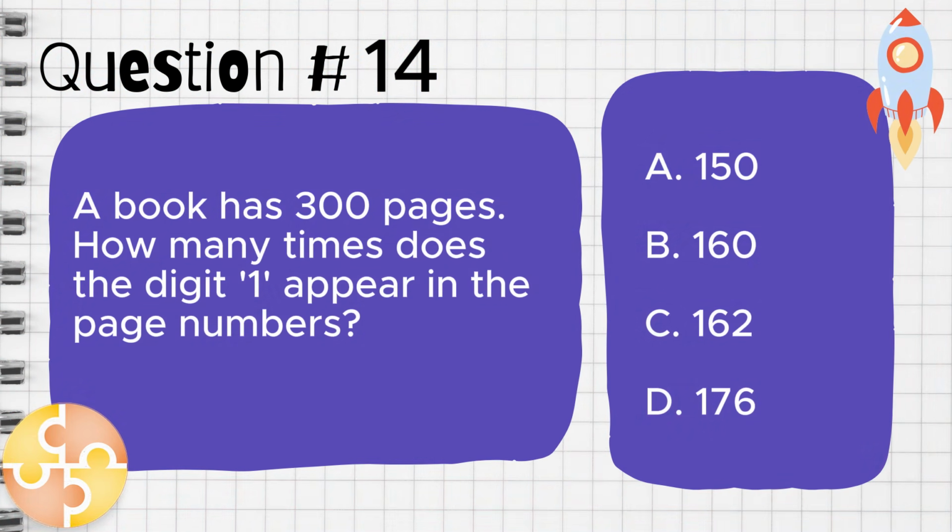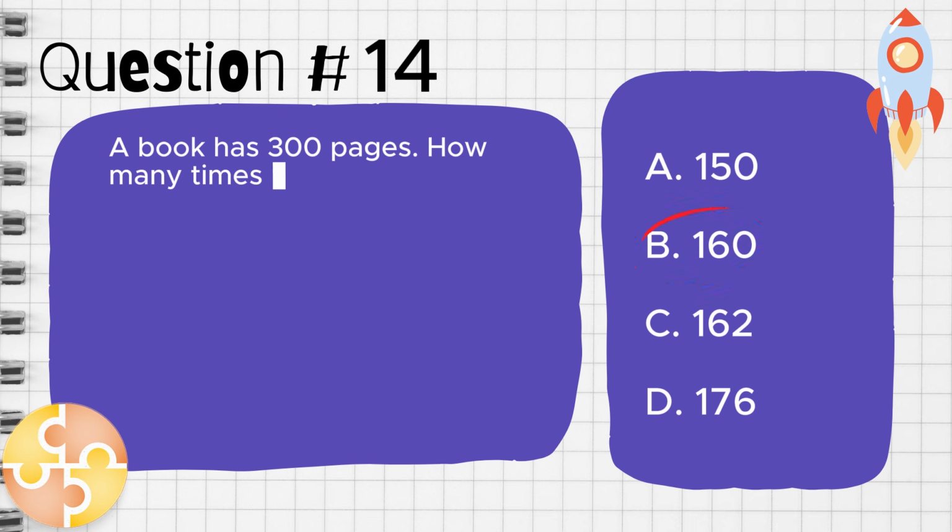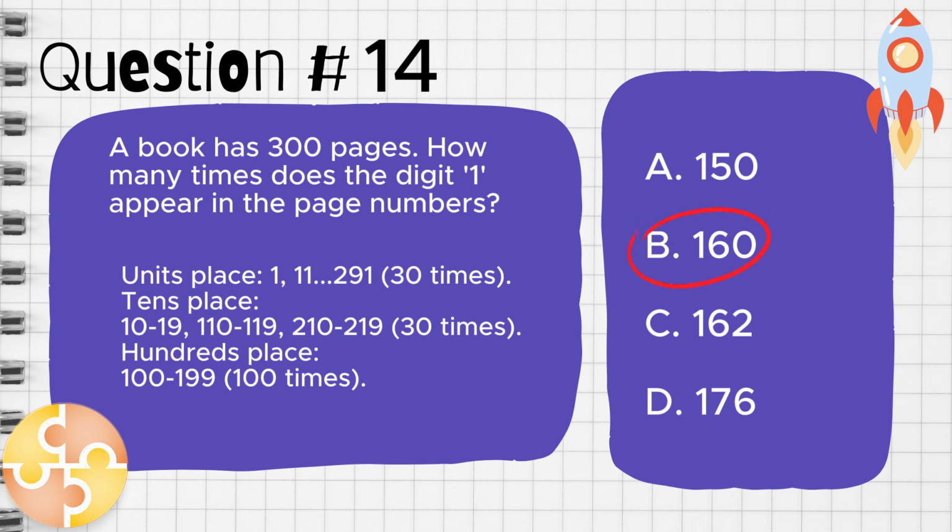Time's up. The correct option is B. 160. Here's why. Units place: 1, 11, and so on up to 291, which occurs 30 times. Tens place: 10 to 19, 110 to 119, and 210 to 219, occurring 30 times. Hundreds place: 100 to 199, which is 100 times. Total equals 30 plus 30 plus 100, totaling 160.